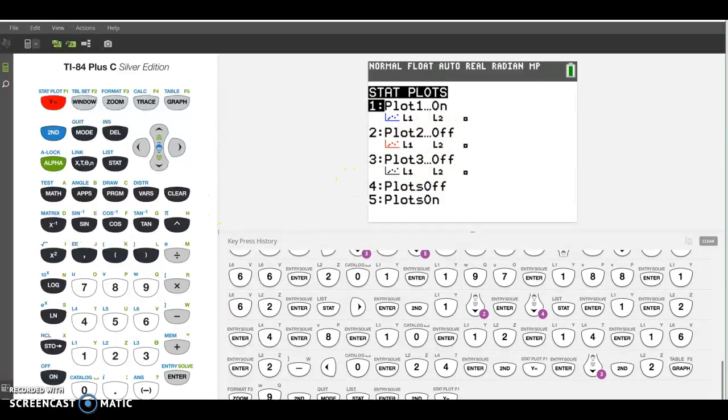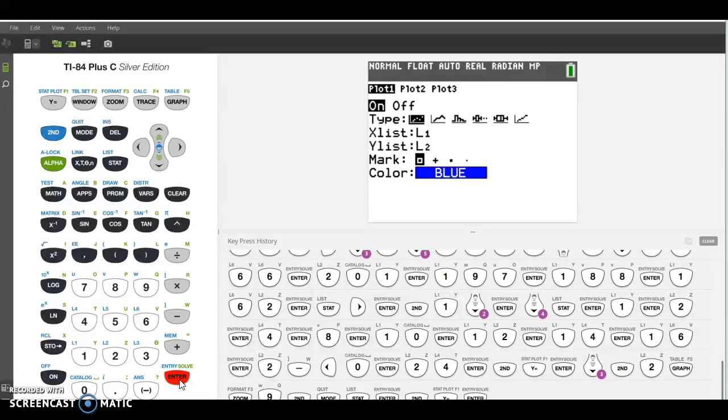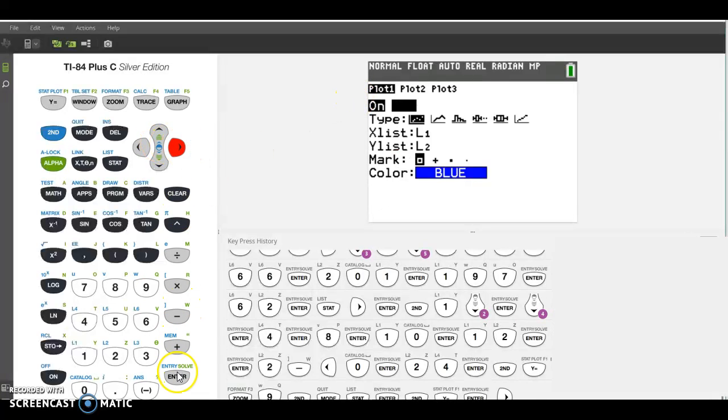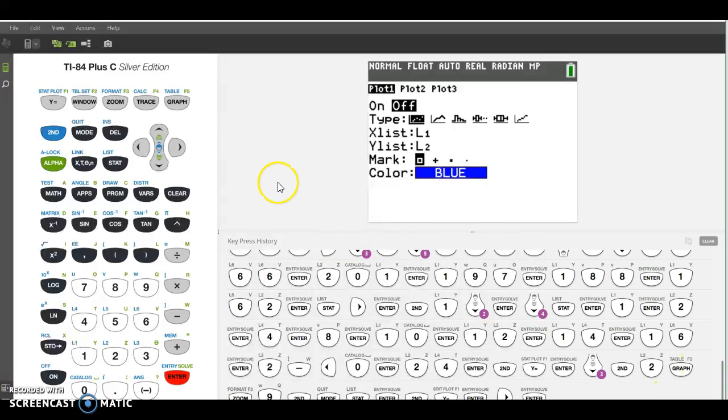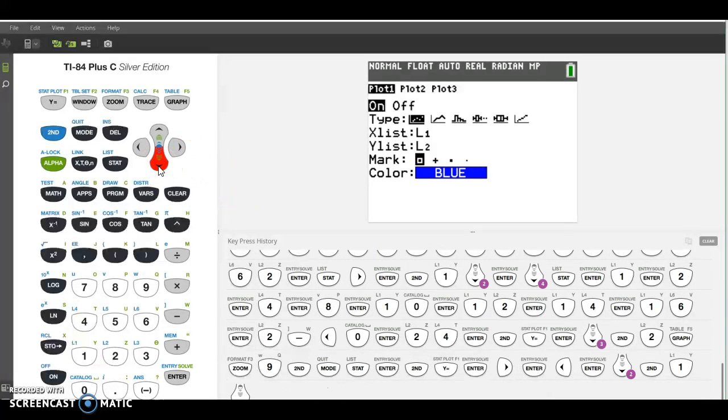All right, this one is on, but let's make sure the rest of our settings are right. If you hit enter and yours is hovered over at off, we need to go over to on and actually hit enter. Blinking is not sufficient. Go down, you've got your scatter plot, you've got your L1. If it does not say L1, hit second 1. Go down to your Y list. If it does not say L2, because we put it in our second list, you need to do second 2. If you put it in list 3, you do second 3, and so forth. Now that we have our settings, let's go ahead and hit graph.